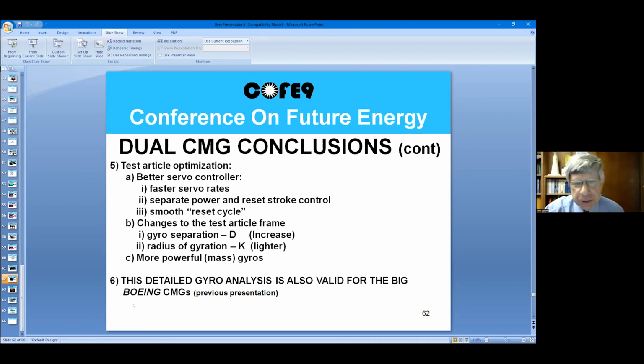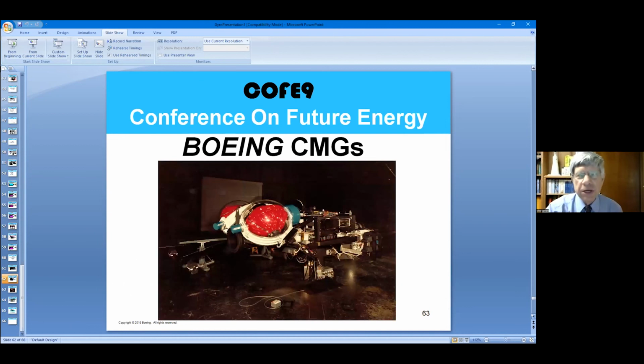Now, this detailed analysis that we just went through is also valid for the Boeing CMGs that I showed in the previous presentation. If you remember this picture from the history of Boeing CMGs, this was old bug eyes that we played with. It's that big, 4 big gyros. Those are 24-inch wheels on there. There's 2 on the front and the 2 on the back. You can't see very well, but it generated hundreds of pounds of force. And then the gyros are also gimbaled for thrust vectoring. And that was the little play toy we had in the lab there.